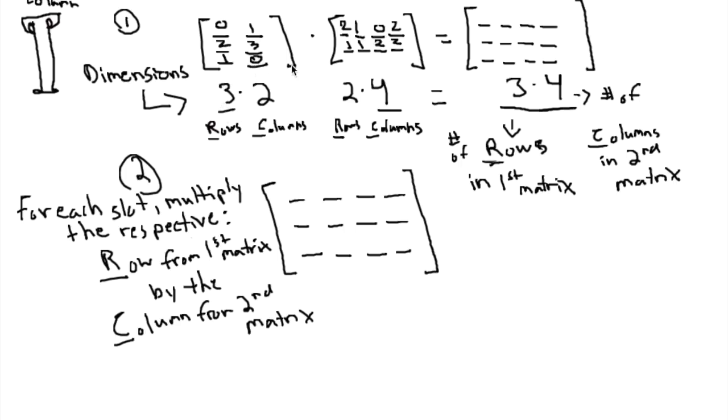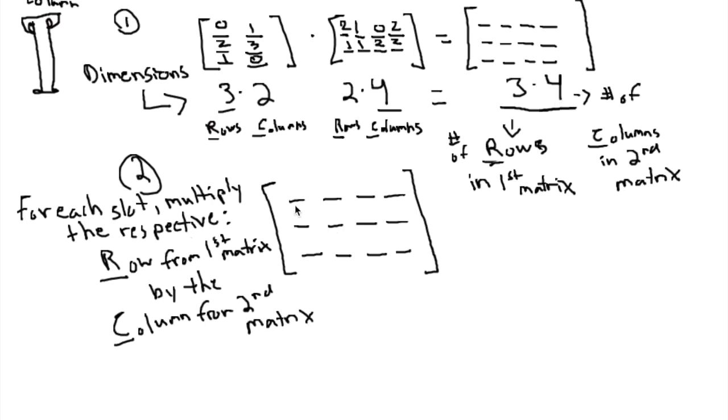So it's always going to be these two numbers on the outside that give you the dimensions. As a side note, this probably won't come up on a test, but it could. These two dimensions in the middle have to be the same. Otherwise, the multiplication just won't work out. So you could not multiply 3 by 5 by 6 by 2. These numbers have to be the same. Okay, so now we know we're going to end up with a 3 by 4 matrix.